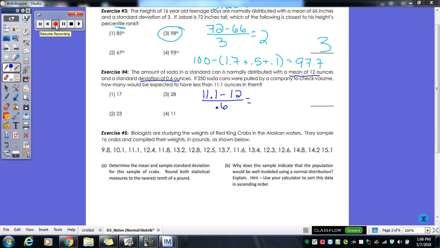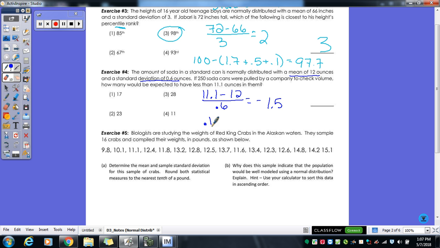All right, anybody figure out yet where our 11.1 falls on our bell curve? I'll give you a hint, it's going to be negative. Negative 1.5. So this is at negative 1.5 in our bell curve, so it's 1.5 standard deviations below our mean. So we want the ones that are going to be less than that. So we want to the left of the negative 1.5 on the bell curve.